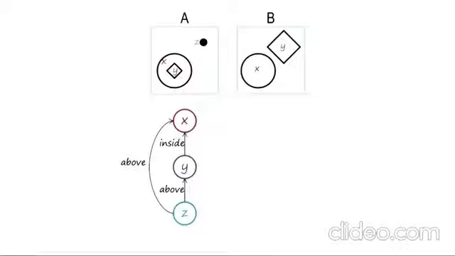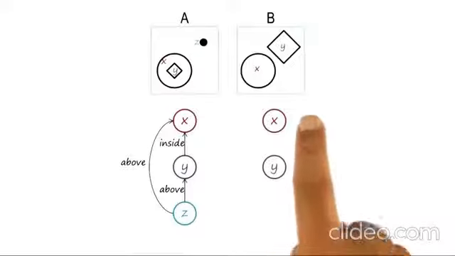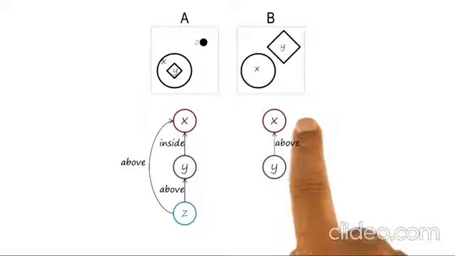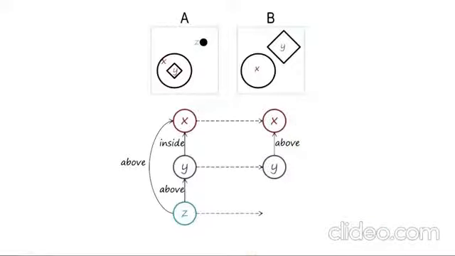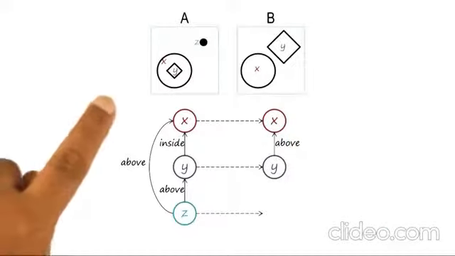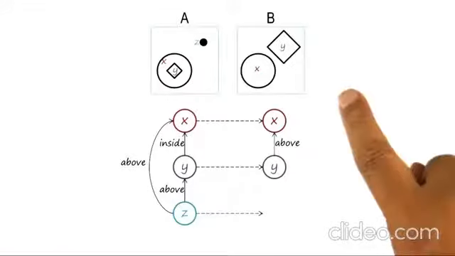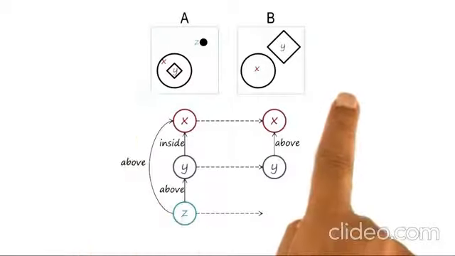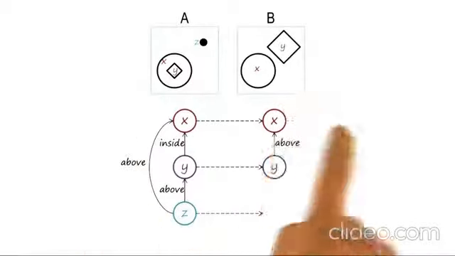In this way, a semantic network representation of the image A captures both the objects and the relationships between the objects. We can do exactly the same thing for the image B, the objects and the relationships between them. Y is above X. Now that we have represented our knowledge of image A and our knowledge of image B, we want to capture somehow the knowledge of the transformation from A to B, because recall, A is to B as C is to D.